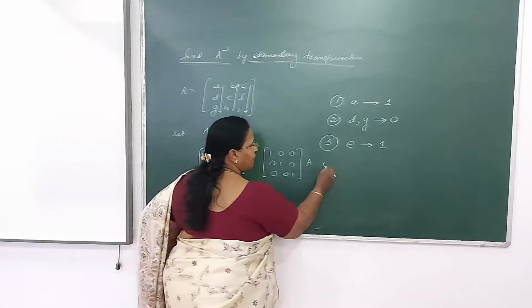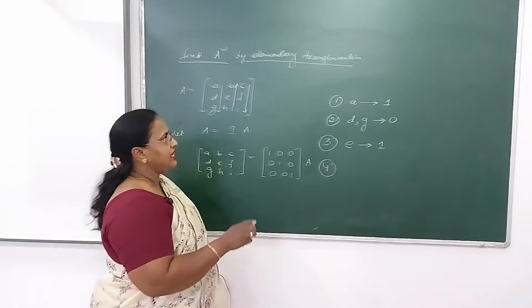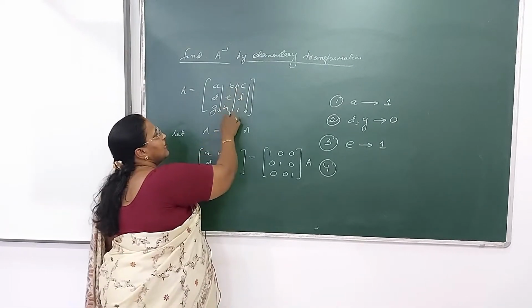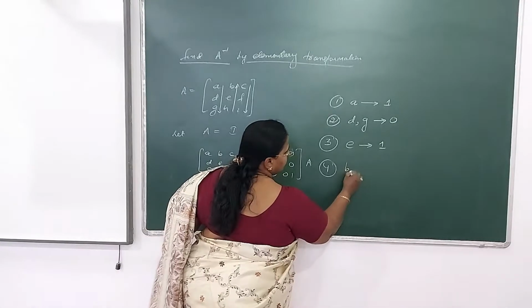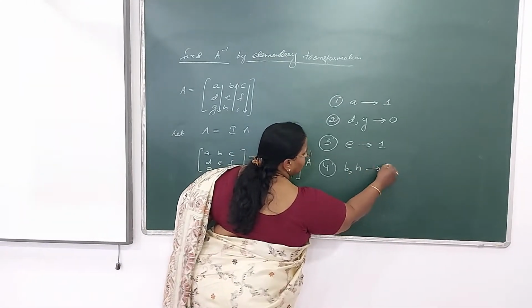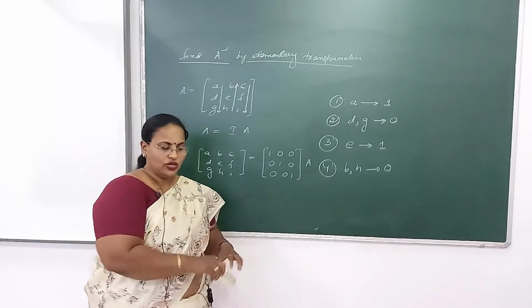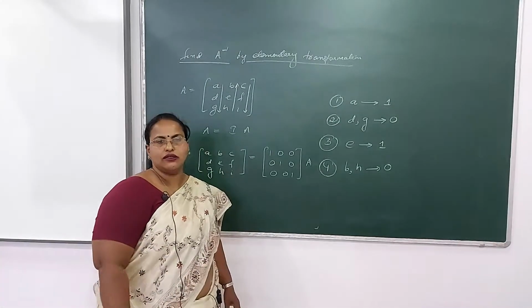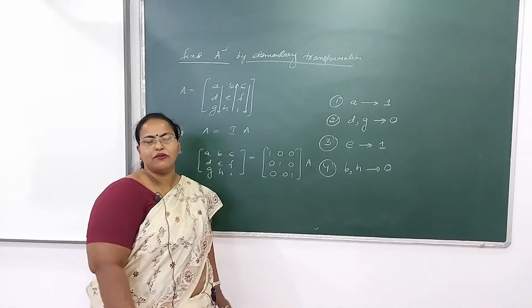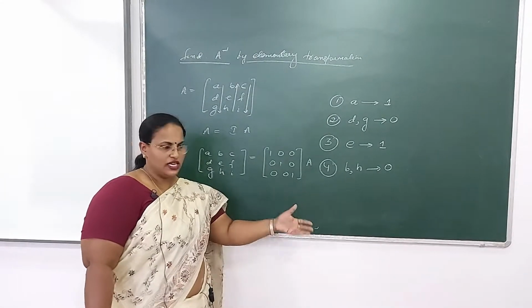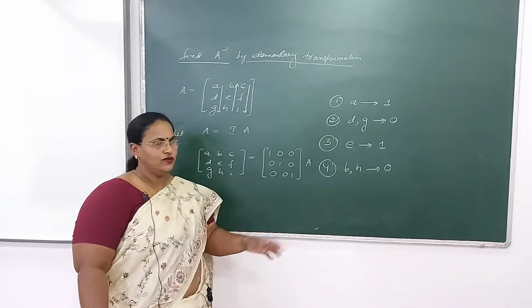Now the fourth step will be, after converting the diagonal element to 1, now there comes the chance of the non-diagonal elements. In the fourth step, the B and H positions, you will try to convert to 0. I have already told you, if the diagonal is 1, then very easily the non-diagonal elements of that particular column can be made 0. While explaining, I will take an example and explain it to you.